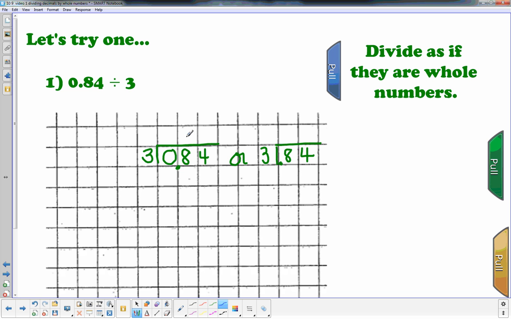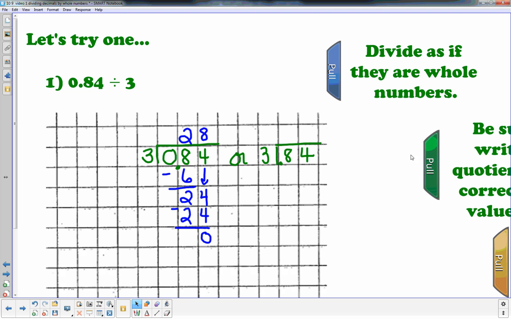8 divided by 3, closest I can get is 2 times 3 is 6. I subtract and I get 2. I bring down my 4. 24 divided by 3 is 8. 8 times 3, 24. All right.